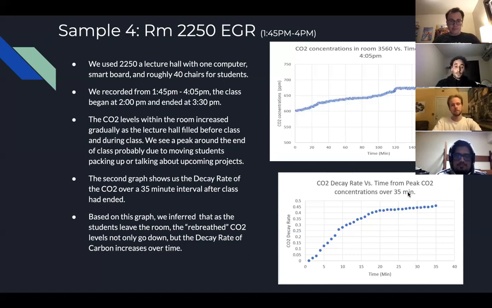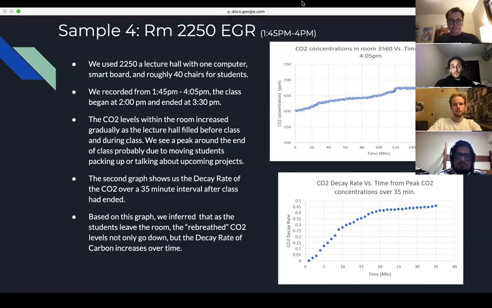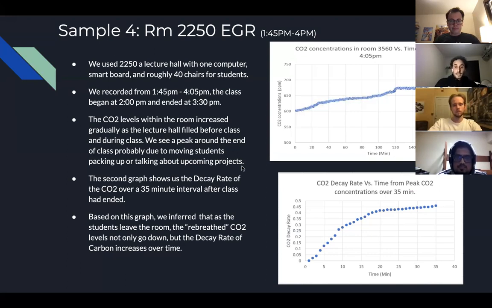The second graph on the bottom shows us the decay rate of CO2 over a 35-minute interval after the class had ended. You can see a steady incline in the CO2 decay rate over time. Based on this graph, we inferred that as students leave the room, the rebreathed CO2 levels not only go down, but the decay rate of carbon increases over time.